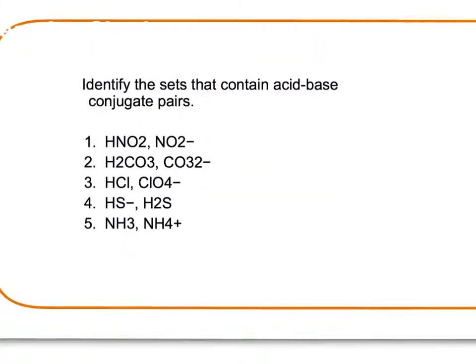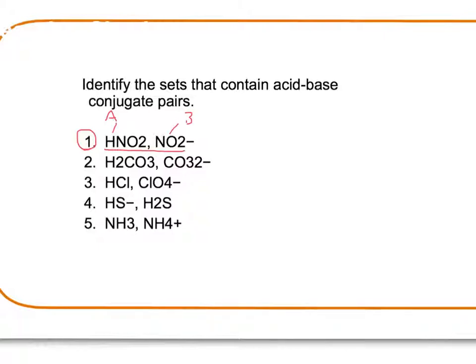On this example, we are asked to identify the sets that contain acid-base conjugate pairs and then to identify what the acid and base would be. Number 1 has an acid-base conjugate pair. The only difference between these two examples is the number of hydrogens. Our acid has one more hydrogen than our base. Remember that our acid has a 0 charge. When we lose a hydrogen, it would drop to a -1.